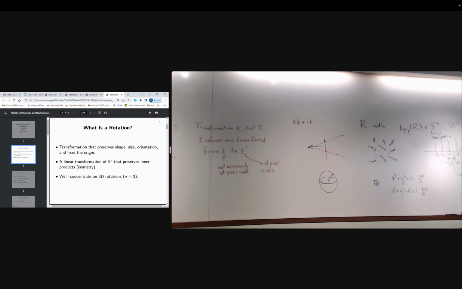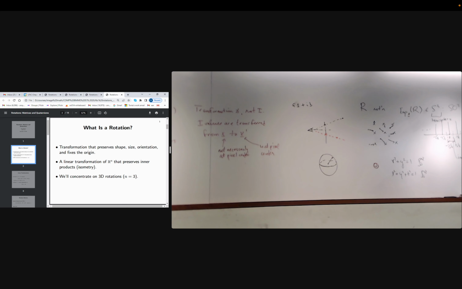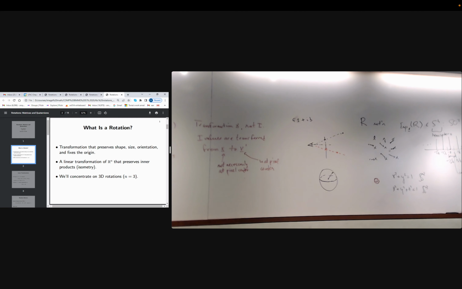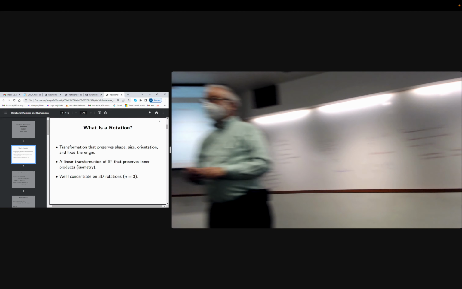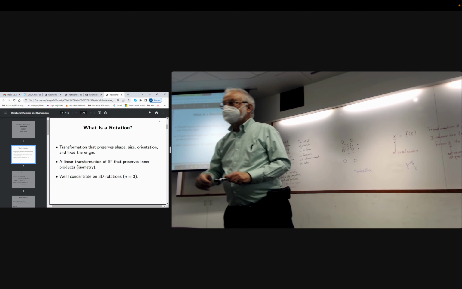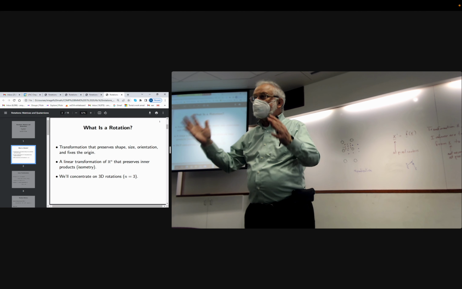And if you have two vectors and an angle between them and you rotate them, the angle between them doesn't change. If it does that for every set of possible vectors and for every pair of points, it is a rotation. I call it the duck test. If it walks like a duck and quacks like a duck, it's a duck. If it satisfies those rules, it is a rotation.